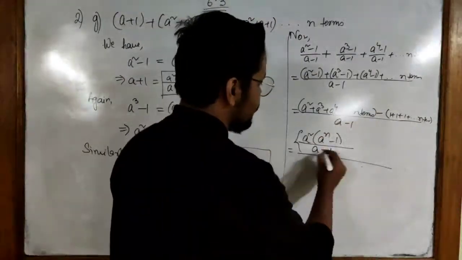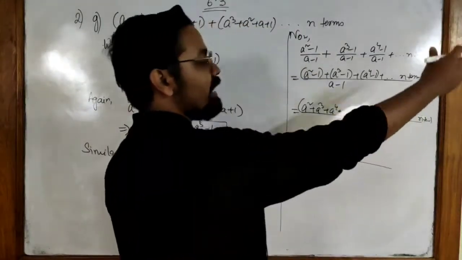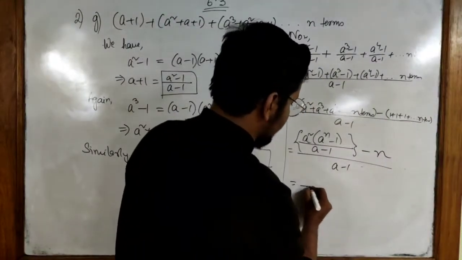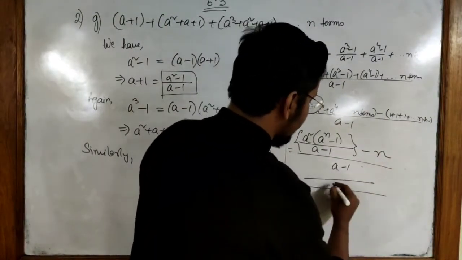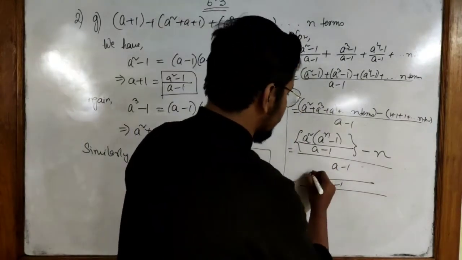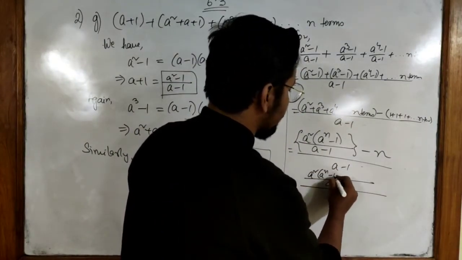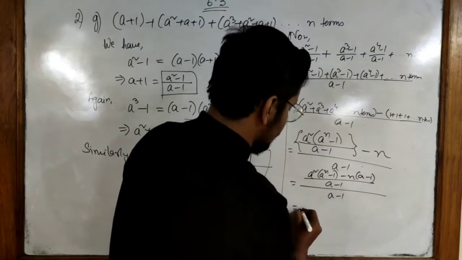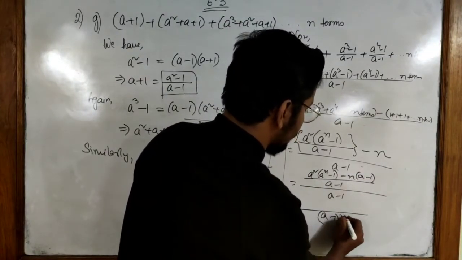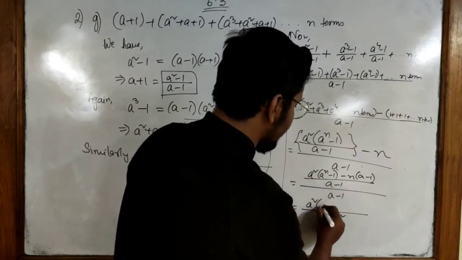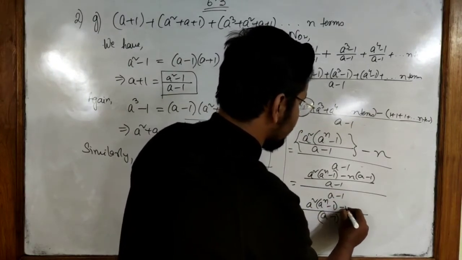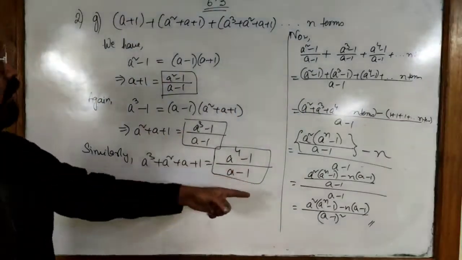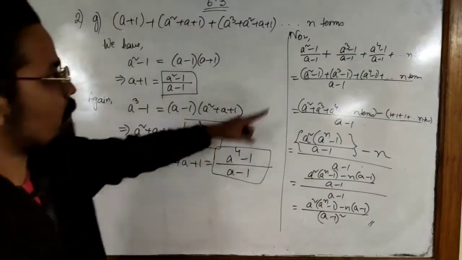This is going to be the sum of this, and if you keep on adding 1 for n times, you are going to get n. So ultimately a minus 1 will be the LCM. You have a square into a to the power n minus 1 minus n into a minus 1, by a minus 1 whole square. So that is what you get for question number G, the sum up to n terms.